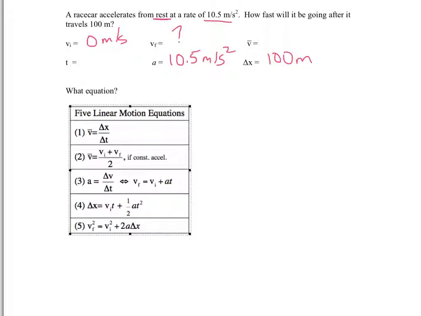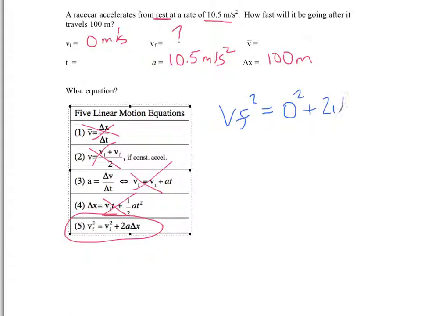So now we look over, we try to find an equation that fits all these. 1 and 2 are out quickly because there's no average velocity. 3 is no good because we don't have time. 4 is no good because we don't have time, so we're looking at equation 5. All the units seem okay, meters, meters per second squared, they're all going to cancel properly. So we'll plug in our numbers. VF is unknown, so we're going to leave it as VF squared equals VI squared, 0 squared, plus 2 times 10.5 times 100.